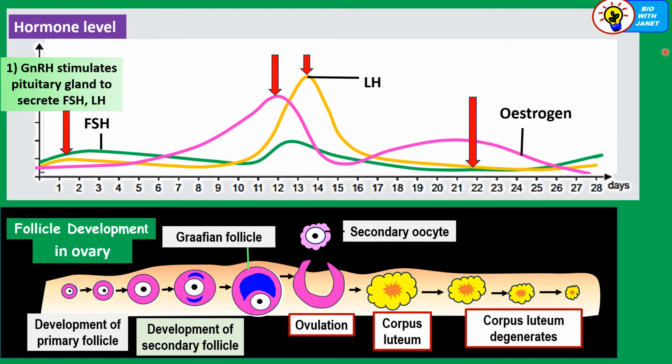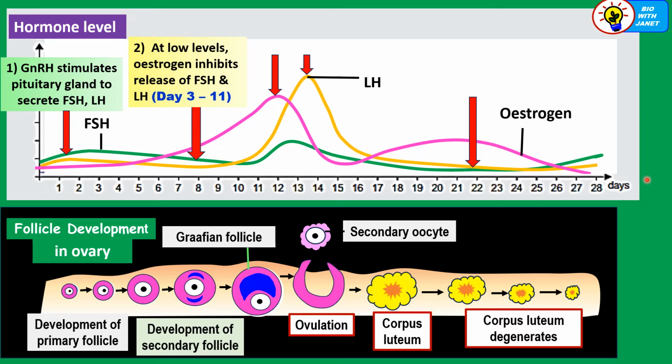This is because estrogen starts to be produced from the follicular cells here in the ovary, the pink colored area, from the follicle that's developing. This is due to stimulation from FSH. And then when the level of estrogen increases, it will inhibit the release of FSH and LH from the pituitary gland. So this is called negative feedback. At low levels, the estrogen inhibits or reduces the release of FSH and LH from the pituitary gland from day 3 until day 11. This is called a negative feedback mechanism. That means as estrogen levels increase, the levels of FSH and LH decrease.